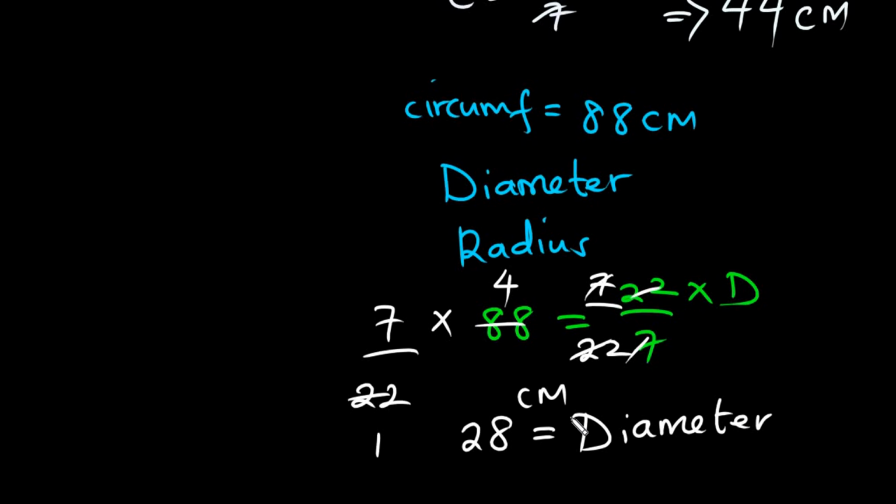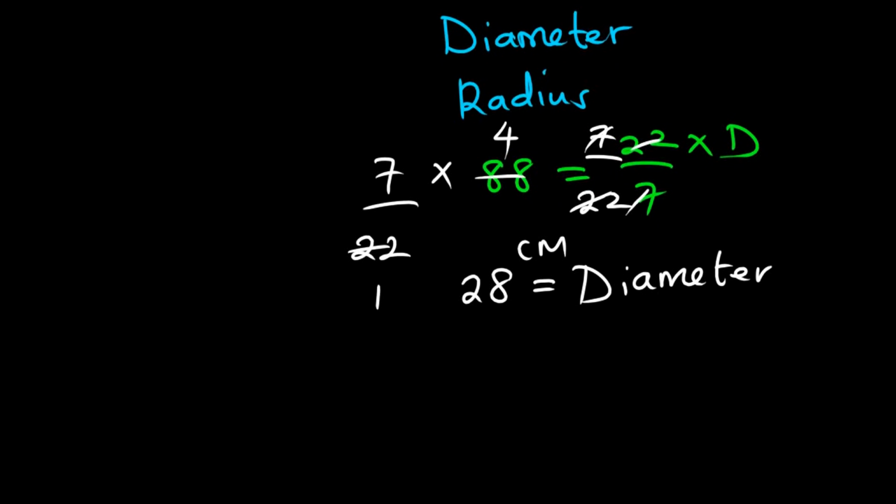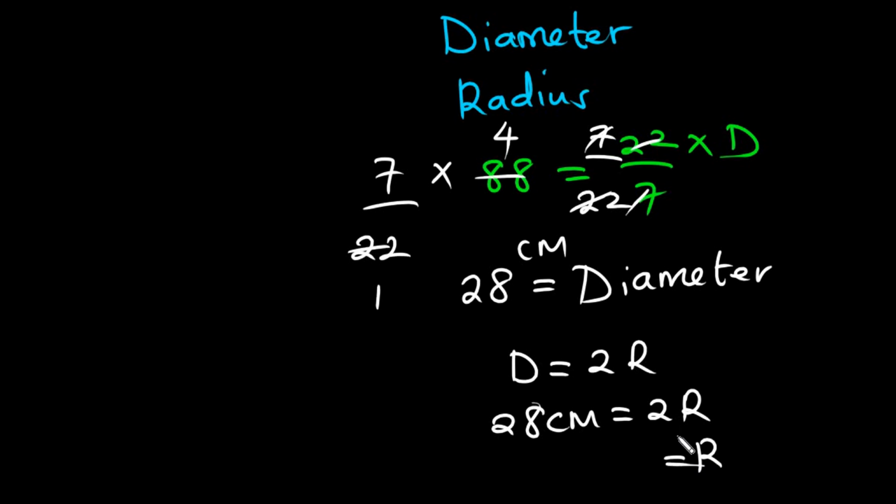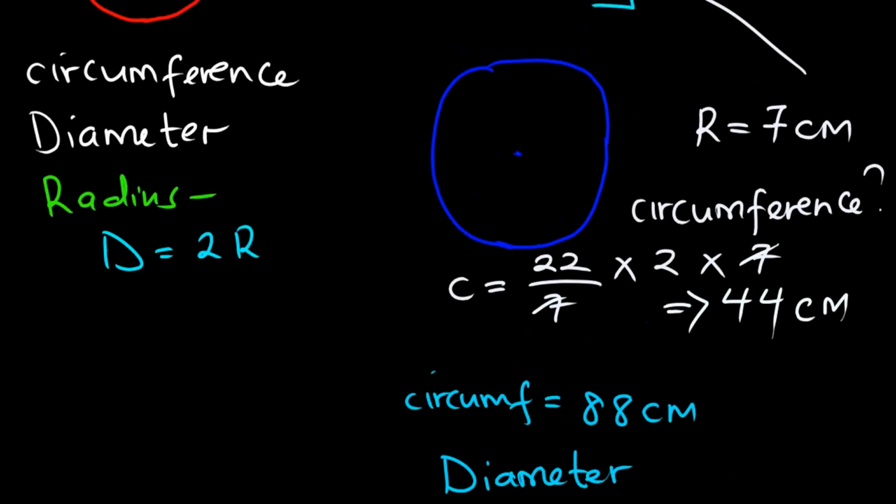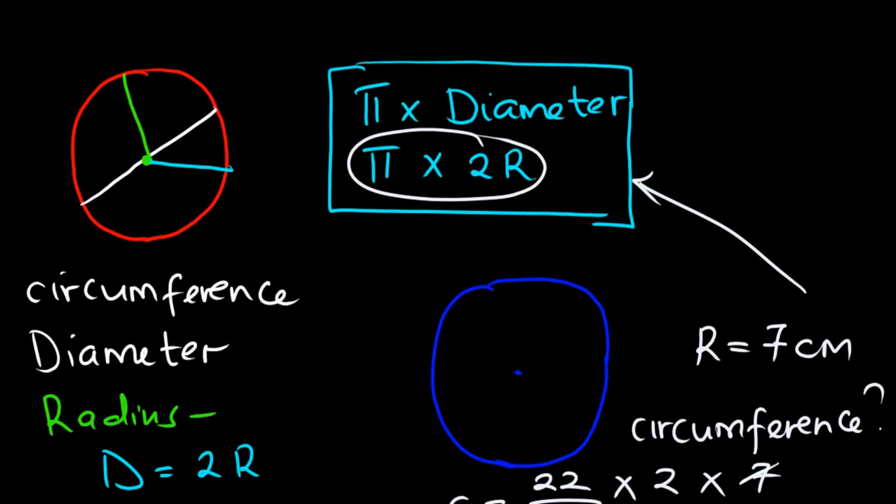Since we said that radius is half the diameter, or the diameter is 2 times the radius, if the diameter is 28 centimeters, that means the radius is equal to, we can divide both sides by 2, and the radius is going to be 14 centimeters. And that is how to work out the circumference of a circle.